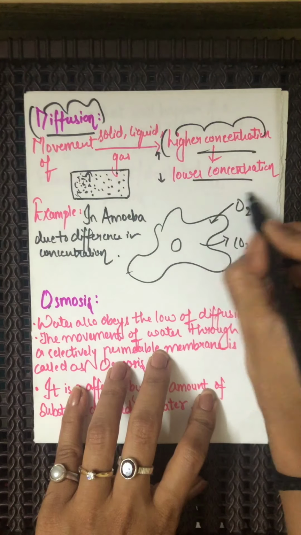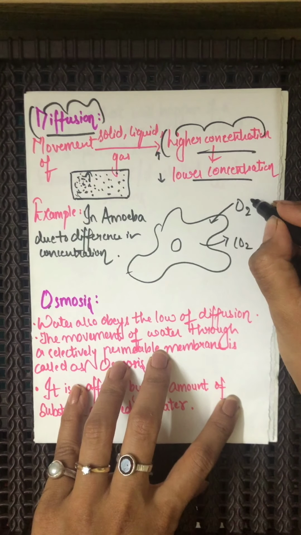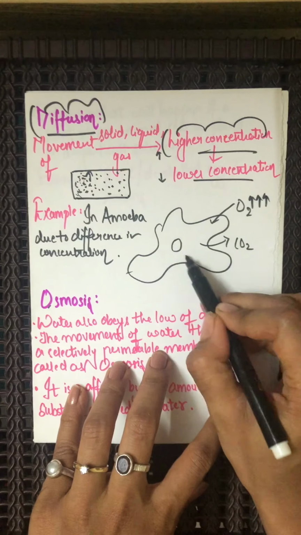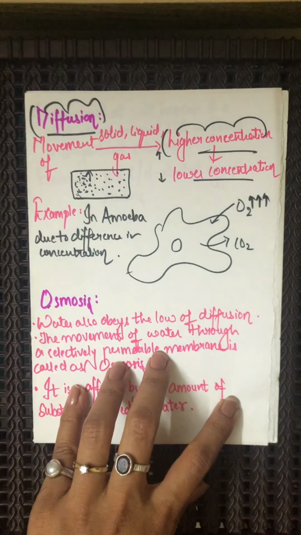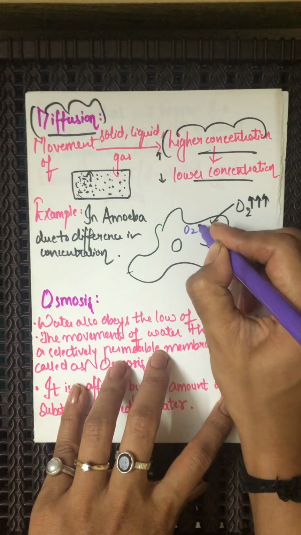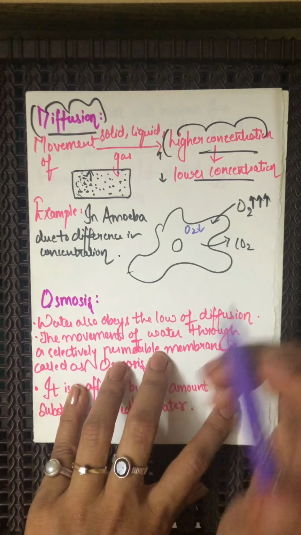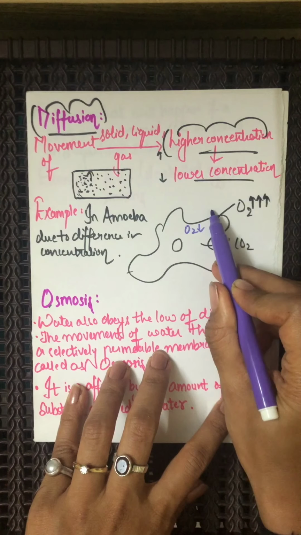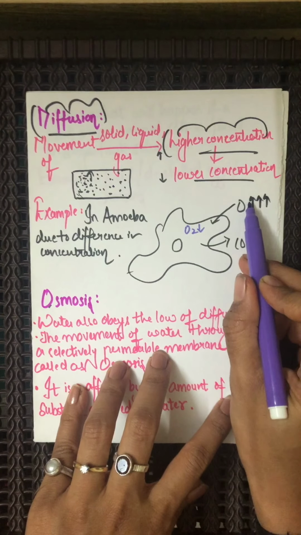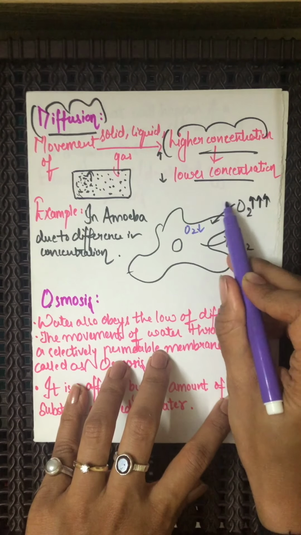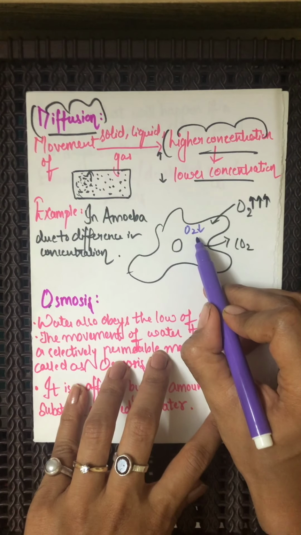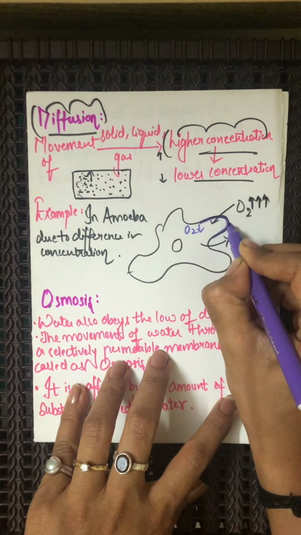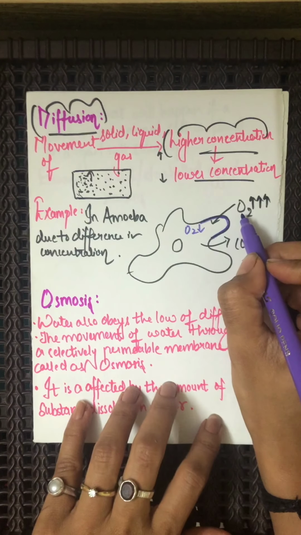For example, in the outer atmosphere there is a high amount of oxygen, and inside the amoeba the level of oxygen is low. So what would happen? The oxygen from the outer environment, which is in higher concentration, will diffuse from the outer atmosphere to the inner body of the amoeba. So who does the process of diffusion? This membrane, the cell membrane.